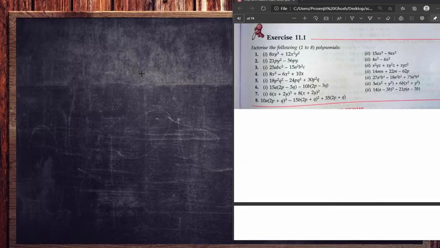So today we are going to start factorization, that is 11.1. What we have to do? Let me show you what factorization is first.